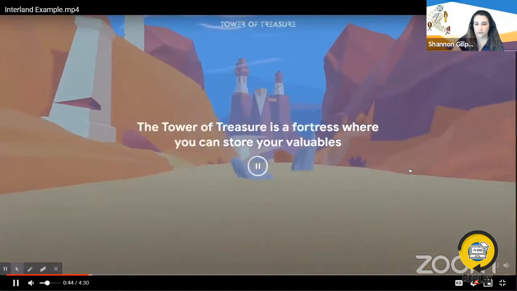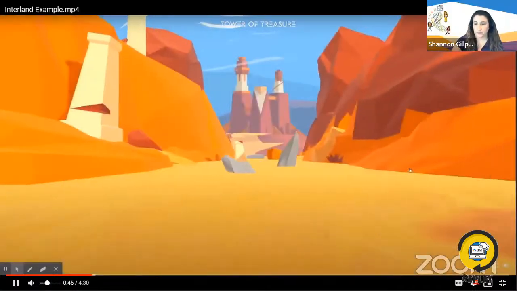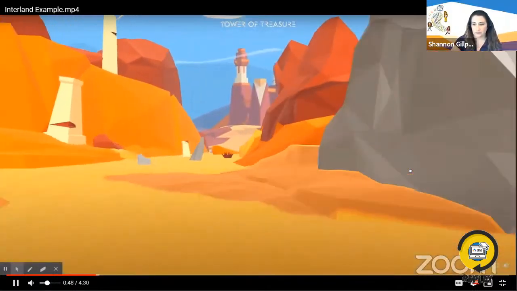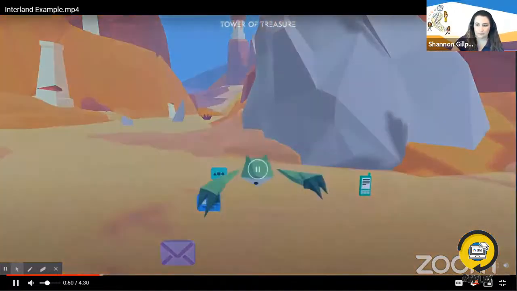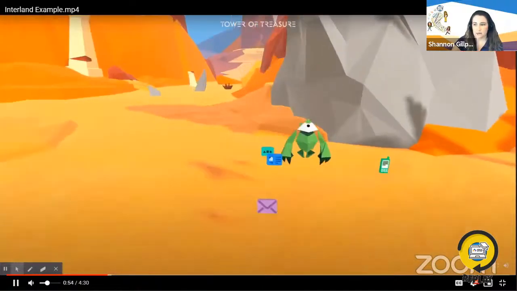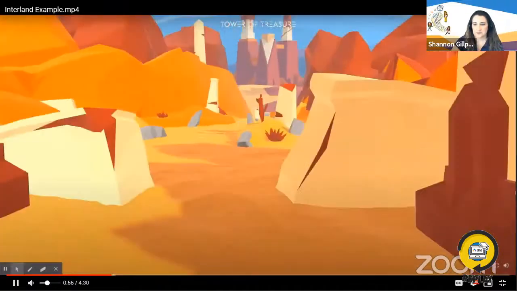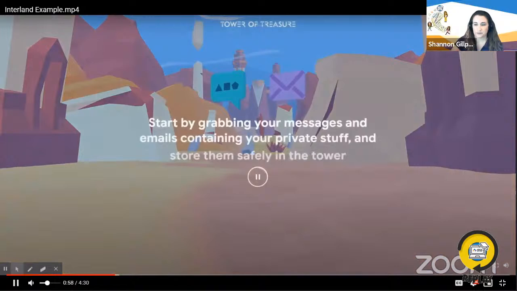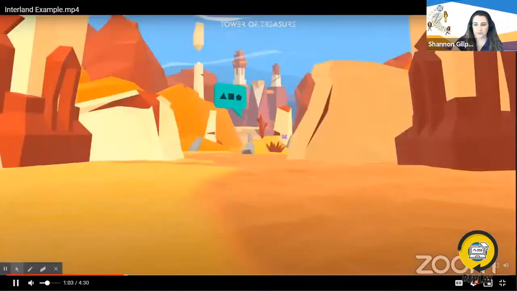The Tower of Treasure is a fortress where you can store your valuables. Outrun the hackers or they will steal your messages and identity. Start by grabbing your messages and emails containing your private stuff and store them safely in the tower.